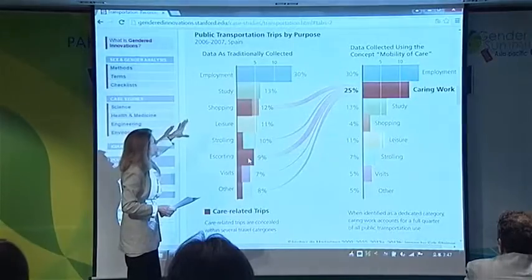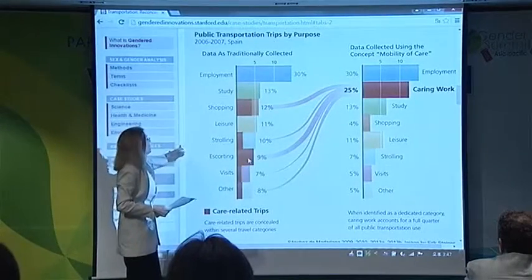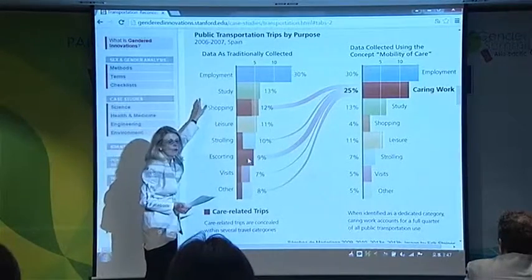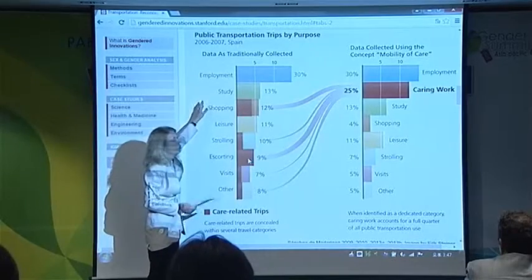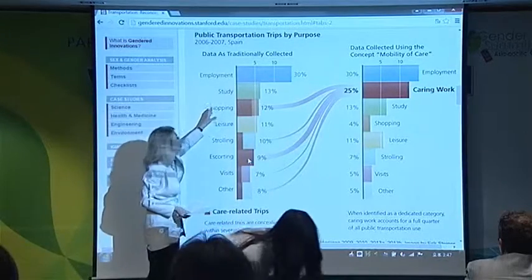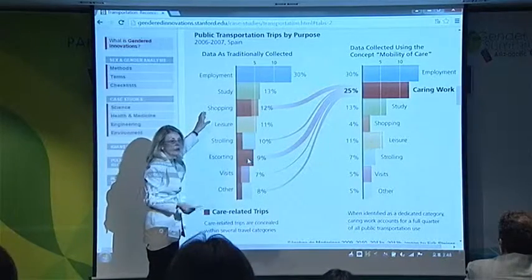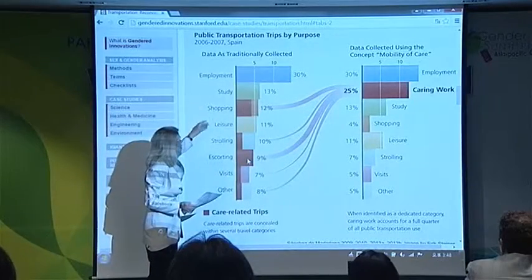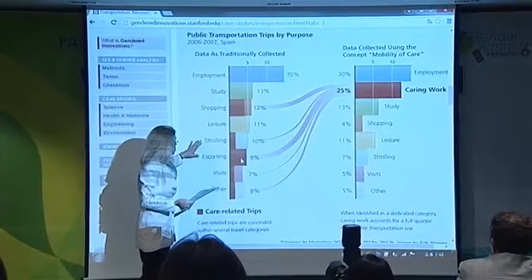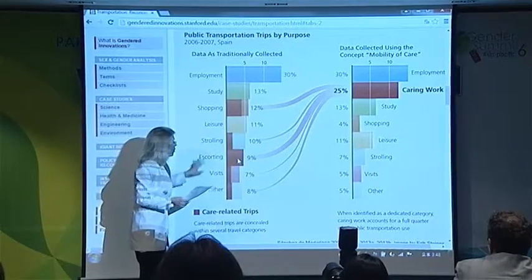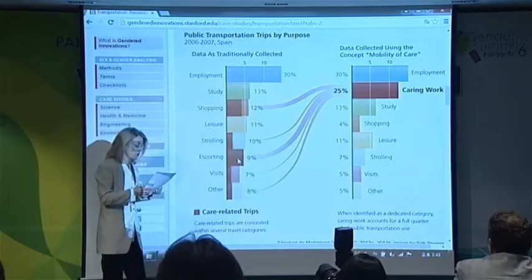And urban planners traditionally collect in these categories. Employment is the #1 thing that people travel for. You want your subway system to work for employment. Education is another one. Shopping, doing the errands, doing your grocery shopping. Leisure, escorting children, taking care of people, for these other things.